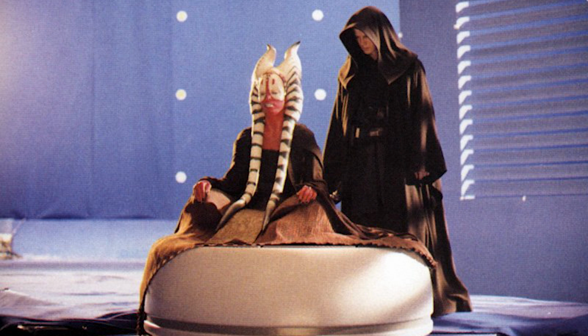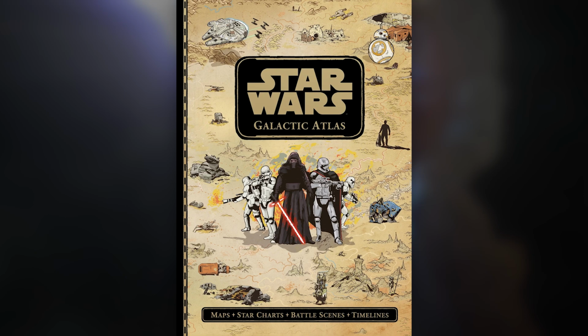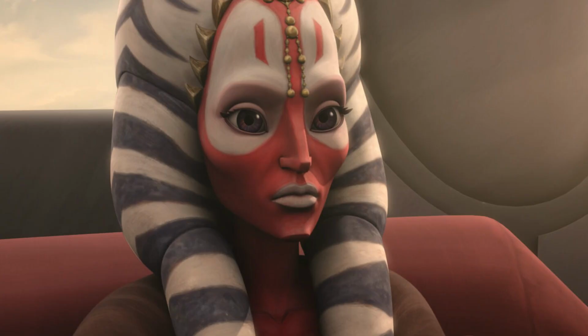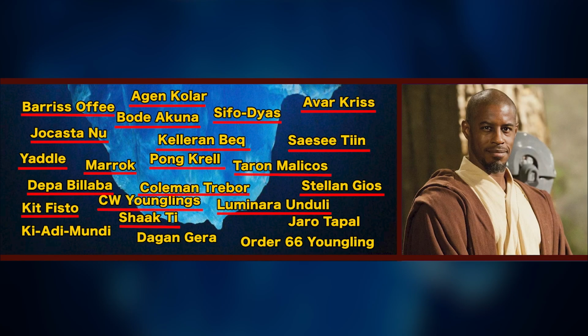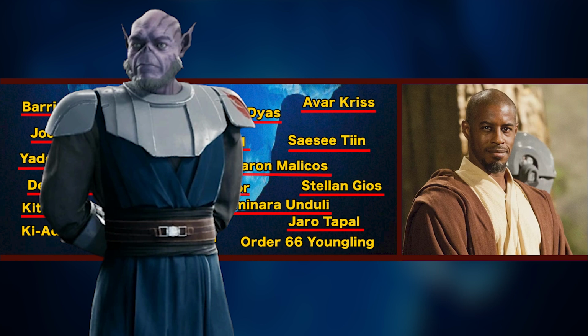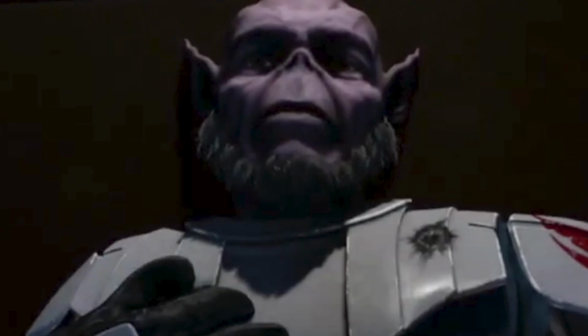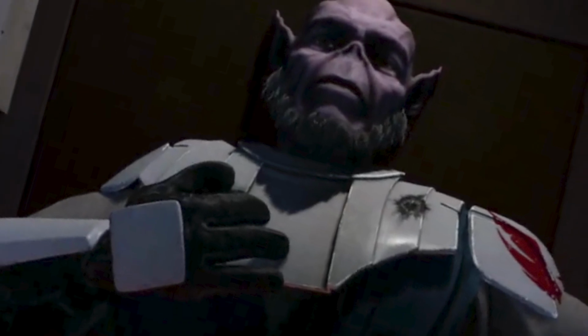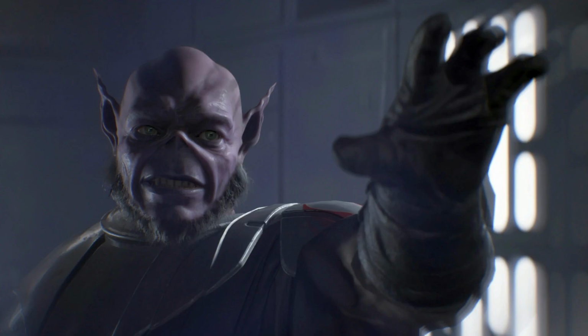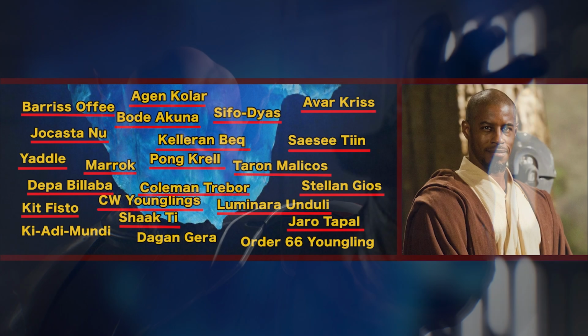The one that is canon is her being stabbed by Vader in Order 66, as presented through a vision in the later Clone Wars TV show, and confirmed in the reference book Star Wars Galactic Atlas. She first appeared in Attack of the Clones. Next is Jaro Tapal. He was a Lasat Jedi who was the master of Cal Kestis. He died in Order 66, saving Cal. He first appeared in Jedi Fallen Order.